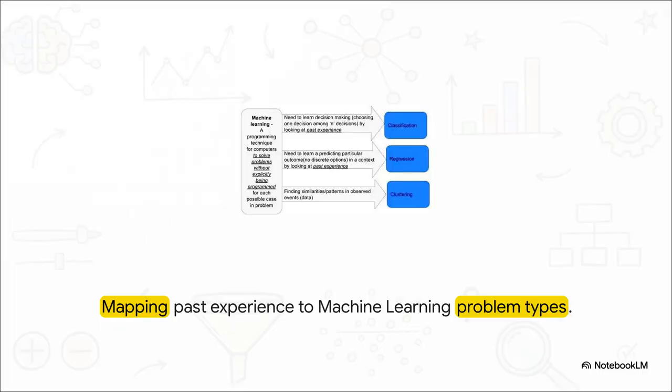Machine learning is essentially a programming technique that lets computers solve problems without us having to explicitly program them for every single possible scenario. Instead, the system looks at past experience, which is just what we call data, to learn decision-making, predict outcomes, or hunt down hidden similarities and patterns. It's a huge shift. We're moving from rigid, hard-coded programming to truly adaptable learning.